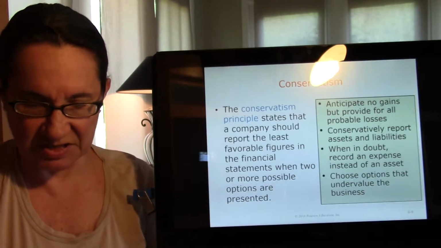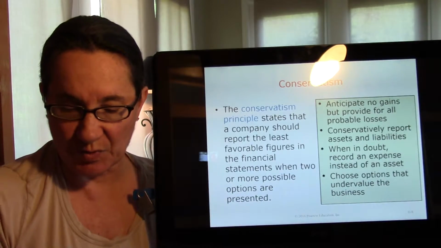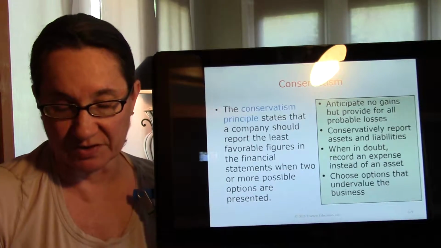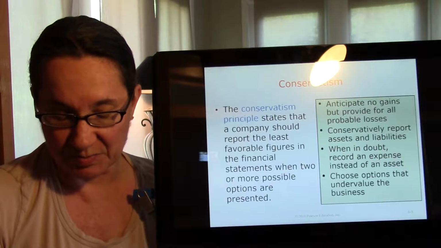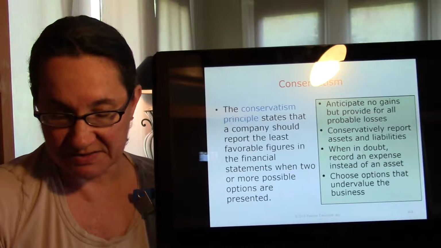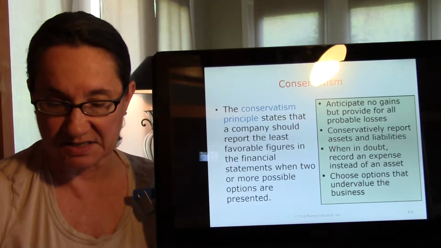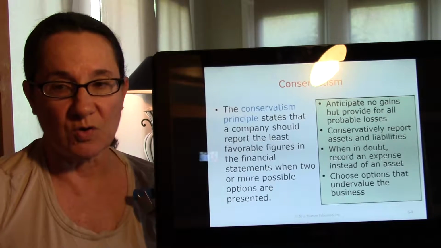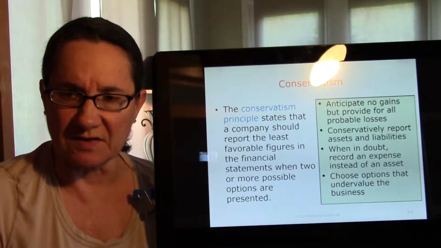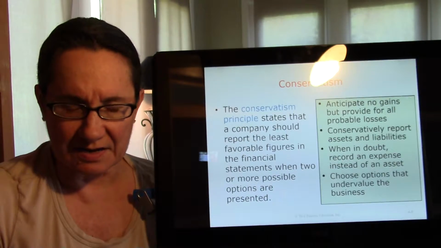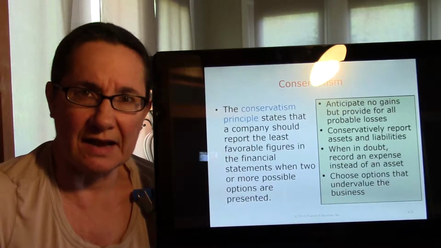All right, and finally, conservatism. The conservatism principle states that a business should report the least favorable figures in the financial statements when two or more possible options are presented. Basically, conservatism is choosing the accounting treatment that is least likely to overstate assets or net income. So if you're being conservative, especially about inventory, some inventory might not sell for as much as you thought it would. So just to be conservative, you'll write it down, right?